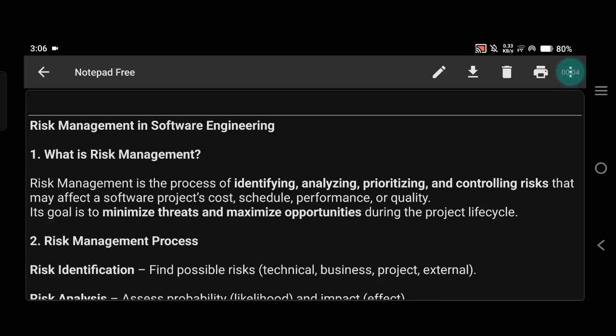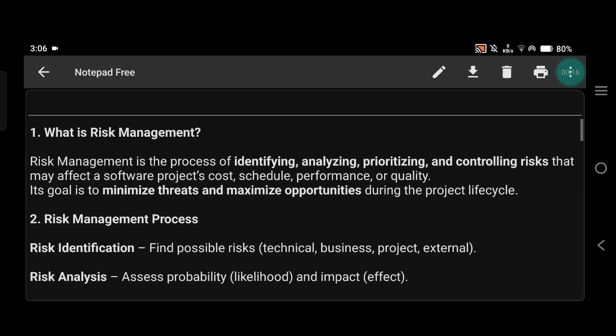In today's video, we are going to learn about risk management in software engineering and also understand the difference between proactive and reactive risk management. So what is risk management? Risk management is the process of identifying, analyzing, prioritizing, and controlling risk that may affect a software project's cost, schedule, performance, or quality. Its goal is to minimize threats and maximize opportunities during the project lifecycle.